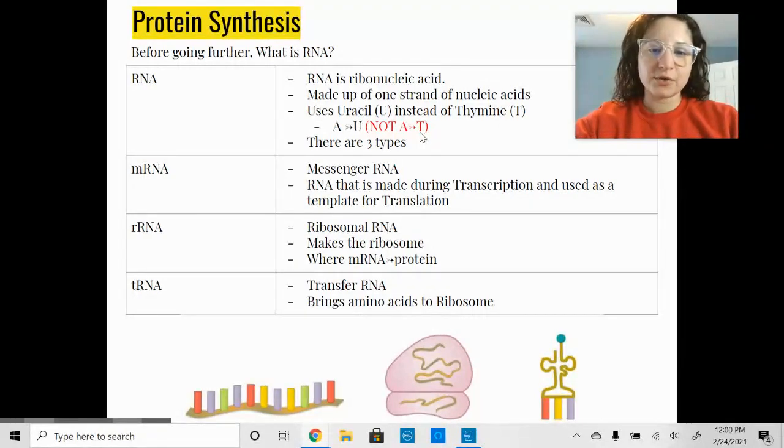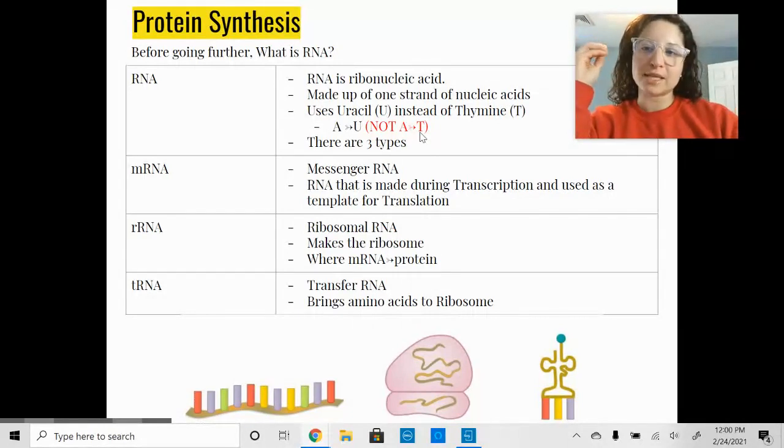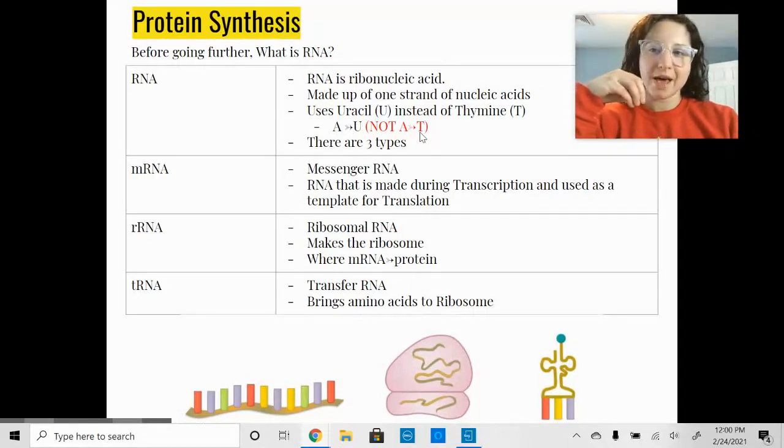tRNA, T stands for transfer RNA, and tRNA helps with the translation process. It basically brings the correct amino acid over to the ribosome that pairs with the mRNA to translate from nucleic acids, to translate from RNA into amino acids or into proteins.